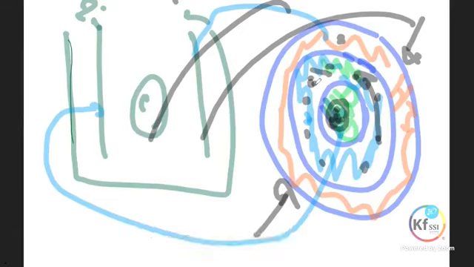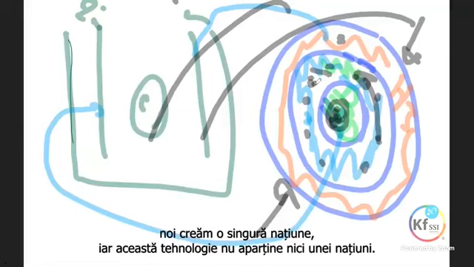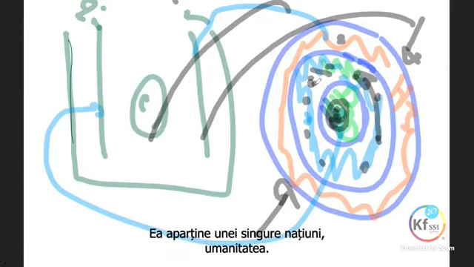And the technology, the way we put it out, the way we teach it now, is in the hand of one nation. Look, Chinese, Americans, we have Philippines online. We have other scientists around the world online. We are creating as one nation, and this technology doesn't belong to any nation. It belongs to the nation of one race, mankind. And it has to be the cause of peace and not wars.